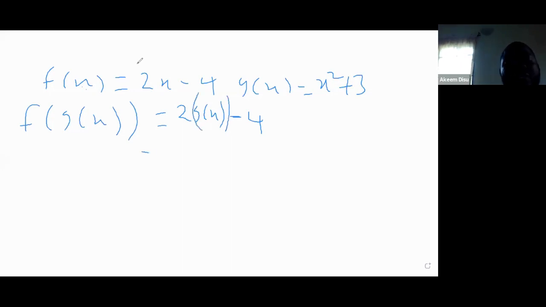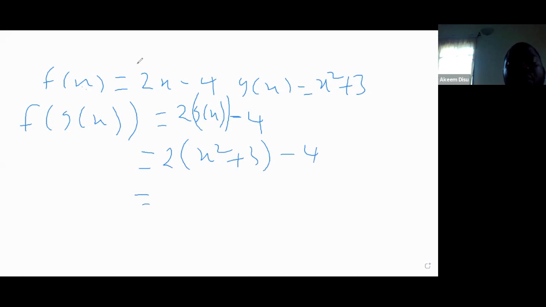Then to solve this further, we put the entire value of g of x, which is x squared plus 3x. Then we put it in the bracket: x squared plus 3x minus 4. You can watch the instructional video, where I did the explanation. I'm just showing the working.